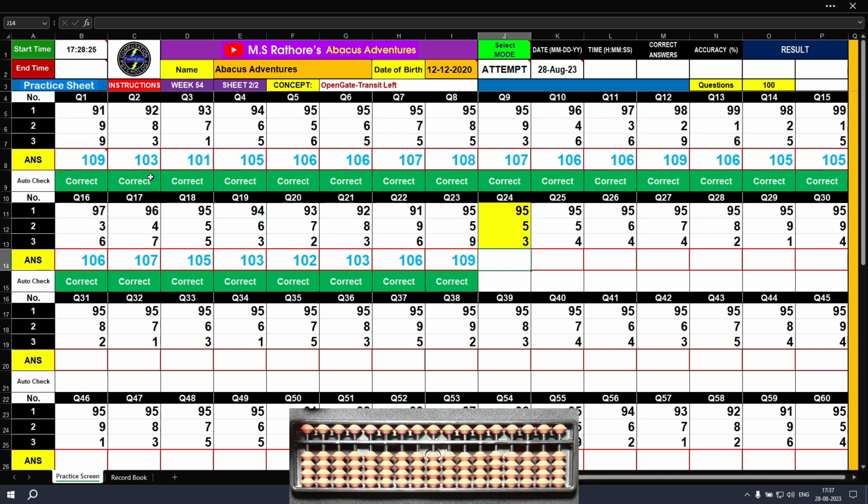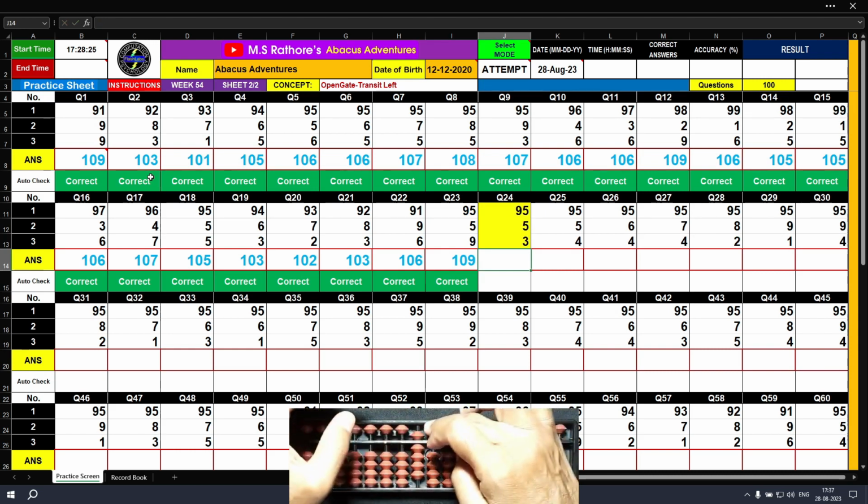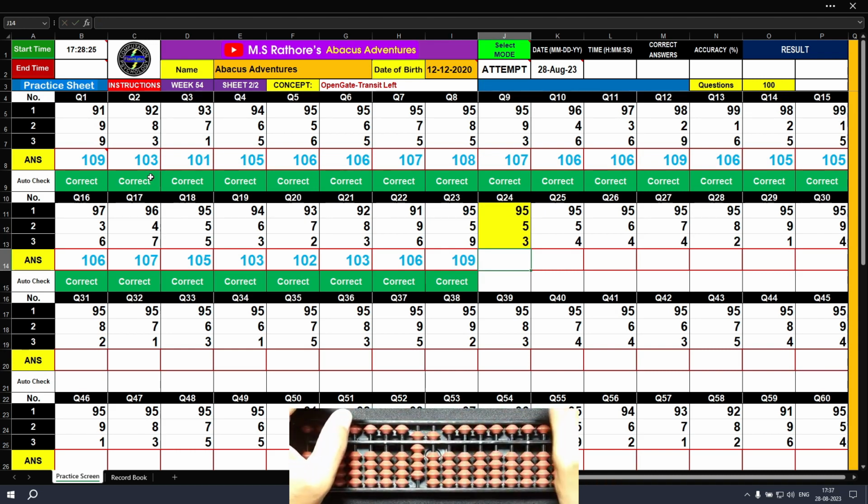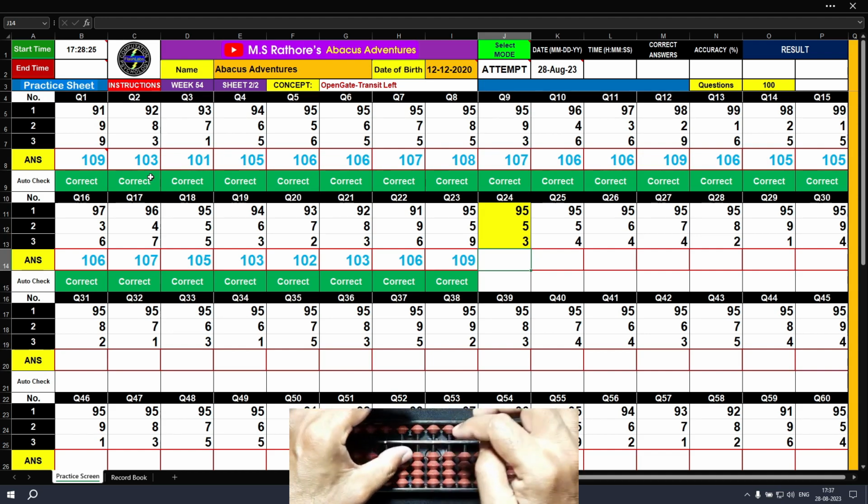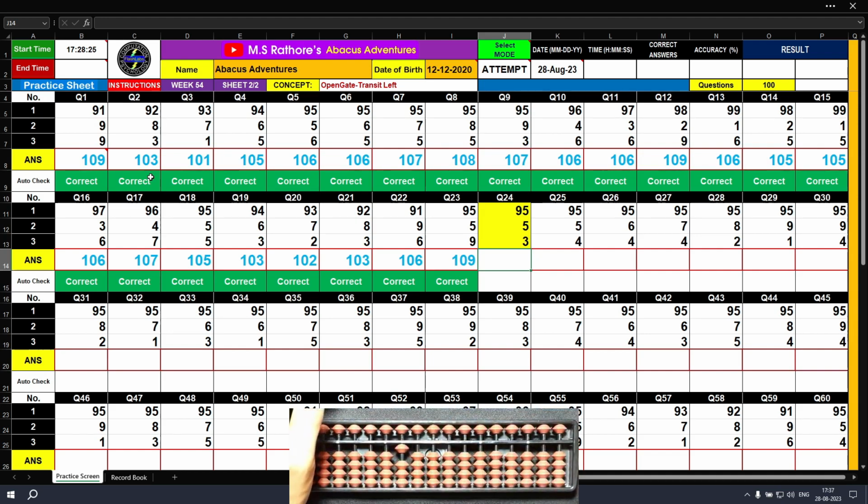Question number 24. Plus 90, plus 5, then plus 5 equals minus 5, open the gate, plus 10, the answer is 100. Plus 3, directly the answer is 103.